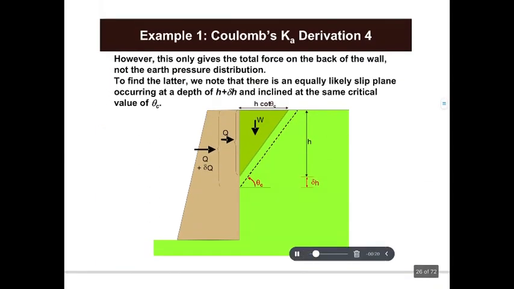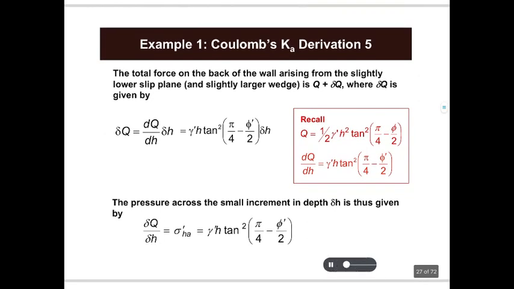Previously, we have obtained Q, which is the total force on the back of the wall, or in other words, the active force, and it is not the earth pressure distribution. So to find the earth pressure distribution, we note that there is an equally likely slip plane occurring at a depth of h plus delta h and inclined at the same critical value of theta c. By considering the delta h and the corresponding delta Q, we now have the total horizontal active pressure sigma ha prime, which is equal to gamma prime times h times the tangent power 2 pi over 4 minus phi over 2.